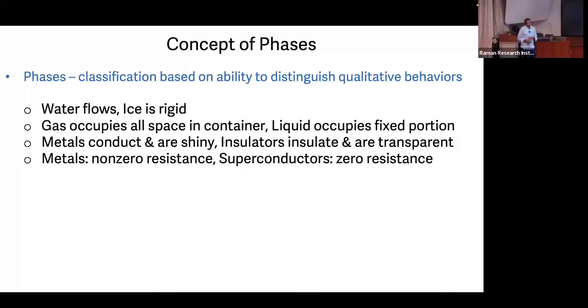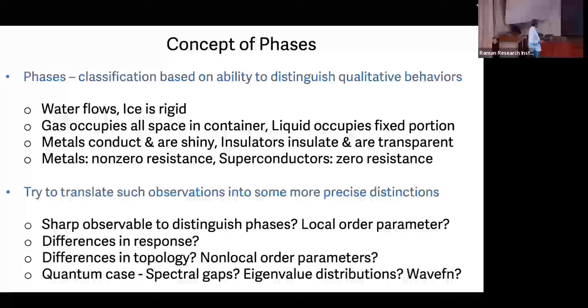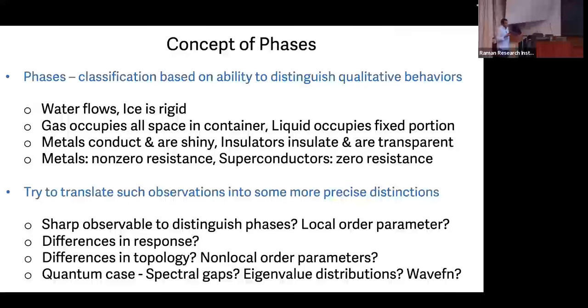Another distinction you might come up with is that I can distinguish finite, non-zero resistance from zero resistance. So there are various qualitative distinctions that we might make, and a lot of what we want to do is to translate these observations into more precise distinctions that we can quantify or measure in some way. So you can ask, what are the kinds of sharp observables? For this one, I'd say, let me measure the resistance. I know it's either zero or non-zero. That's a sharp distinction that I can measure and see.